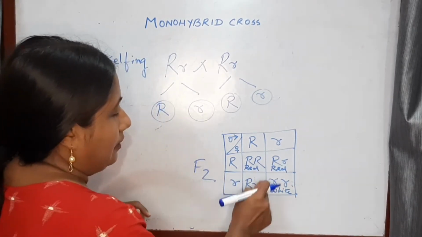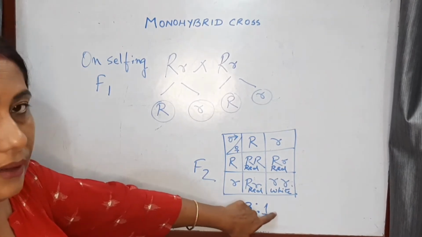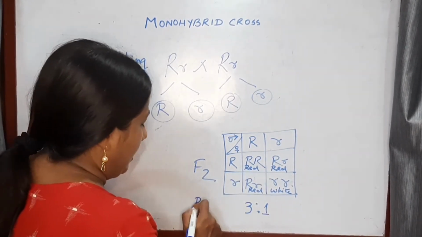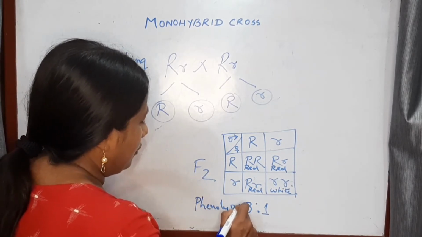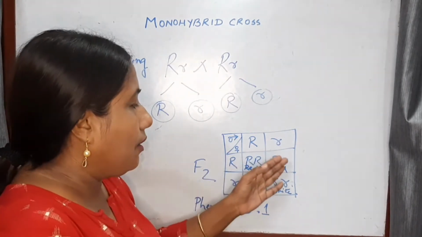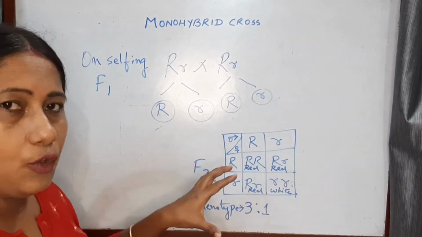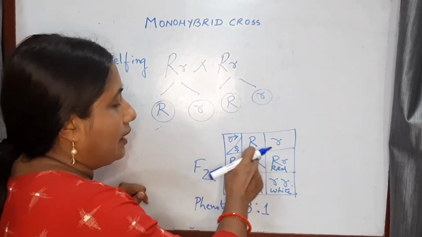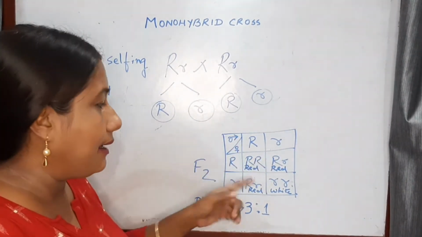So here you see 75% are red and 25% are white. So this is the phenotypic ratio. Phenotype is 3:1. Phenotype means the external appearance of the plants: 3 red and 1 white. While if you study the genotype or the genetic makeup of these red plants, you will see 1 is totally pure red, 2 are heterozygous red.